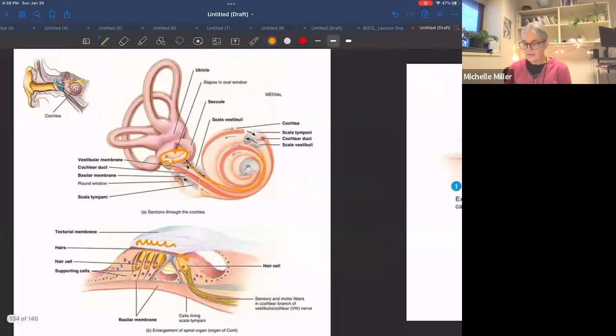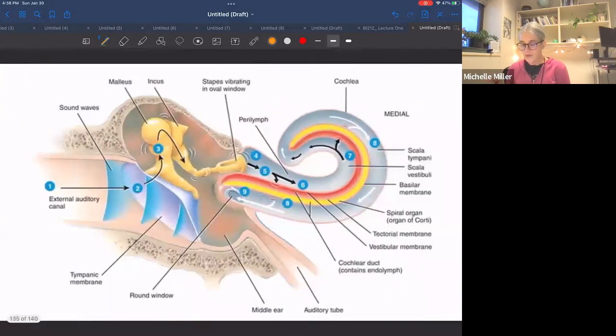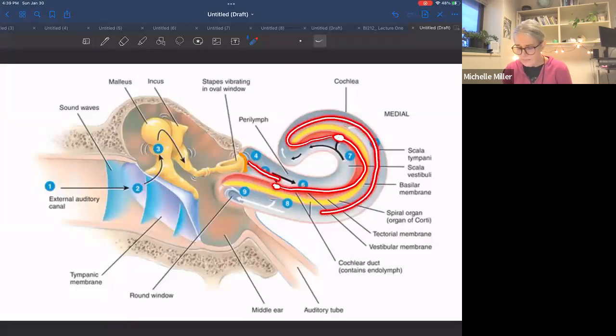Let's look at a diagram that shows that energy. Here is my oval window. The sound waves come in. These high frequency sound waves are going to generate action potentials right there. As they move up, maybe it's a lower frequency and it's going to generate an action potential there. And then the sound waves need to come back out and exit the ear.